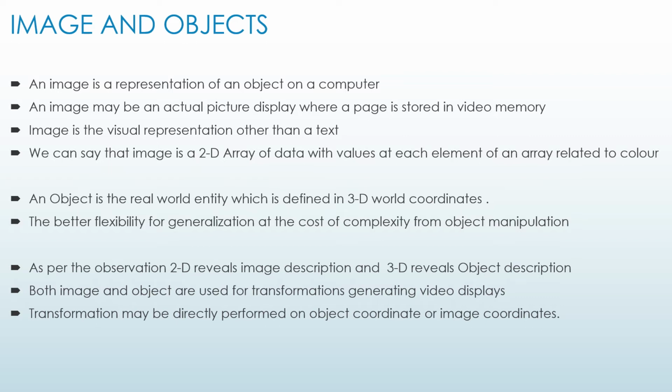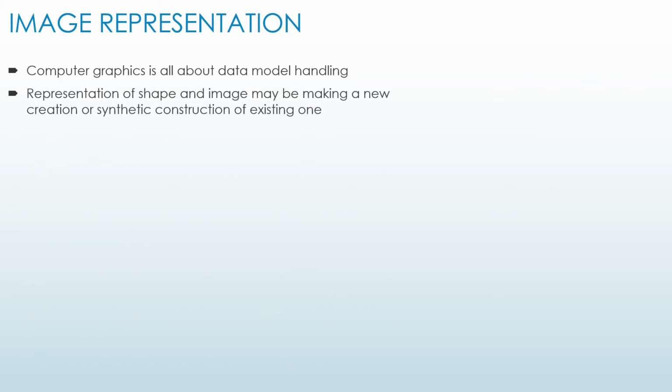Hope you understood. The next concept is representation of an image. Before I go on to say more, I'm going to speak about memory, how an image is represented in memory. Here, computer graphics is all about data model handling: how you're going to handle the image entities, how you're going to store an image, and what different contents you're going to use. That becomes image representation.